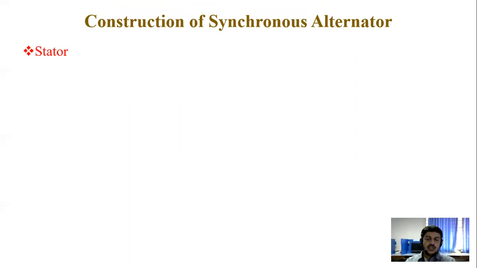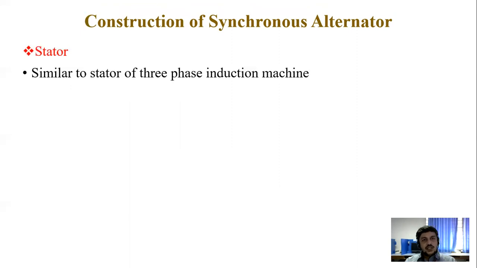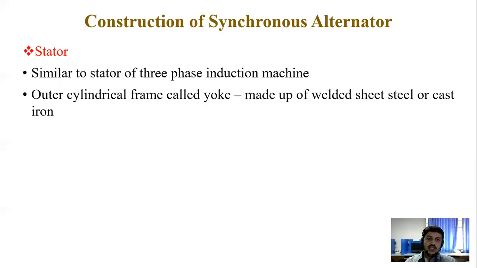Now let us see the construction of a stator. The stator of a synchronous machine is similar to the stator of a three-phase induction machine. The outer cylindrical frame is known as the yoke, and the yoke is generally made up of welded steel sheets or cast iron. The yoke structure is always made up of a ferromagnetic material which gives a low reluctance path for the return flux or air gap flux. Therefore, it is always made up of either welded sheet steel or cast iron.